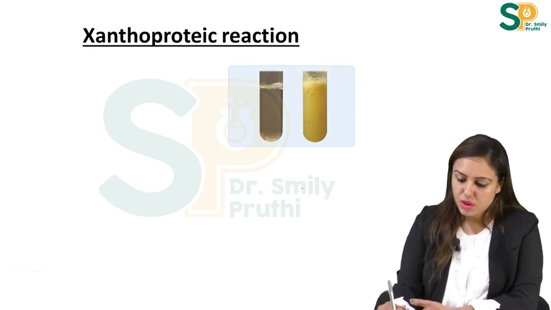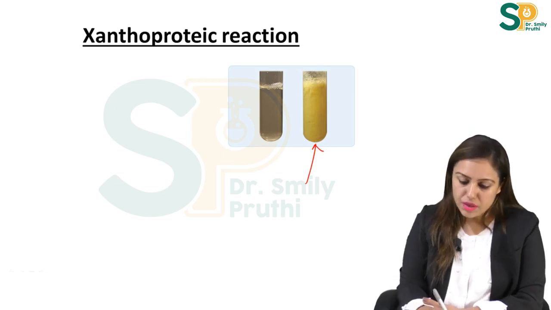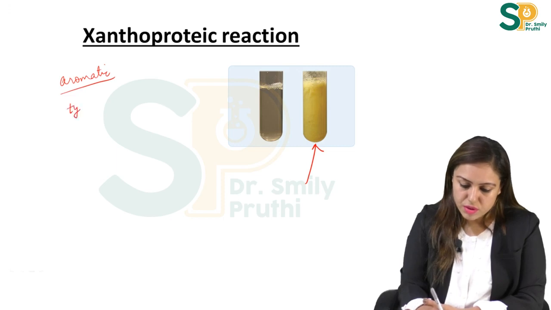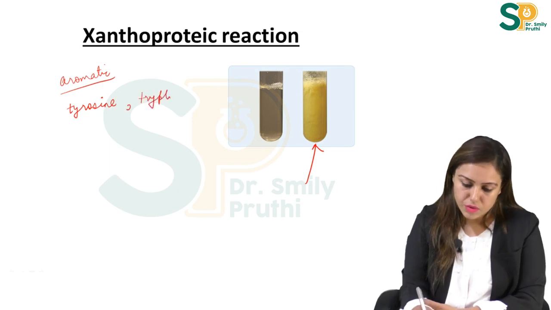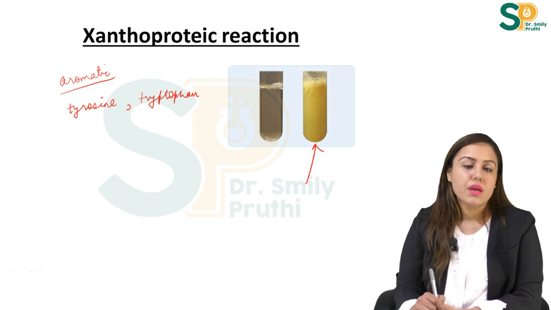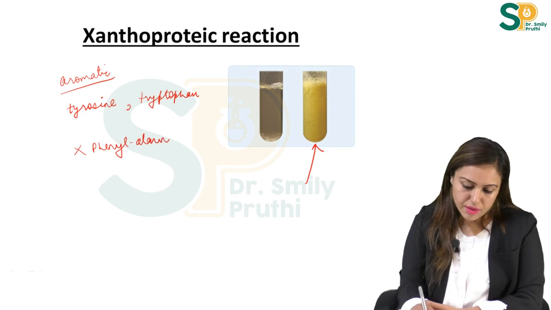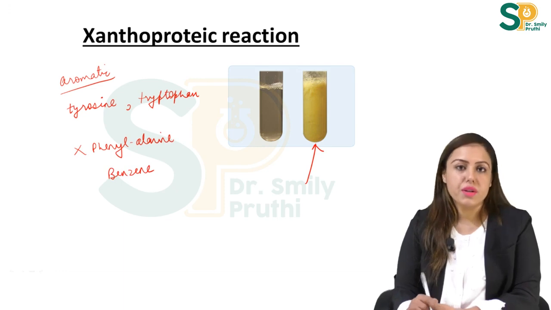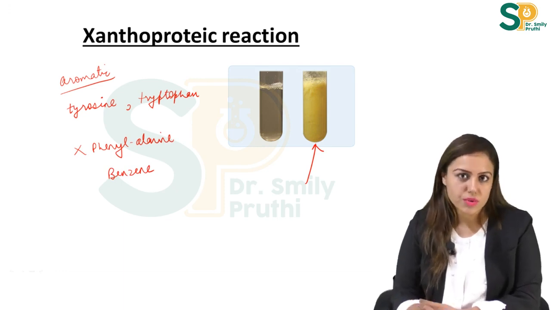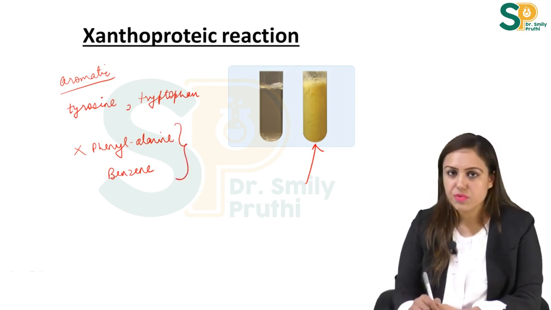Xanthoproteic reaction, the Xanthoproteic positive test is yellow color. This Xanthoproteic test, I told you, is for all the aromatic amino acids. Example, tyrosine, tryptophan, but it is not given positive by phenylalanine, because the benzene ring of phenylalanine does not react with this reagent here, right? So phenylalanine will not give this Xanthoproteic test positive, right?